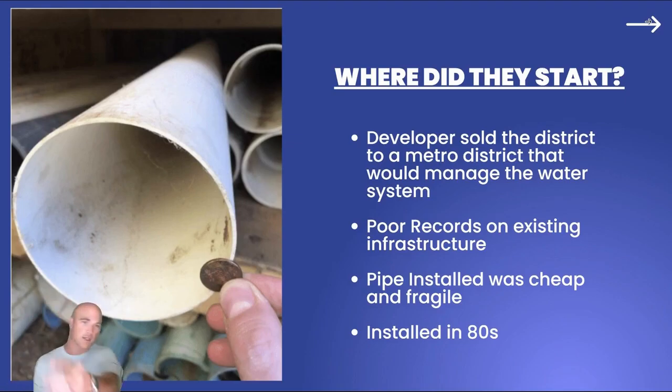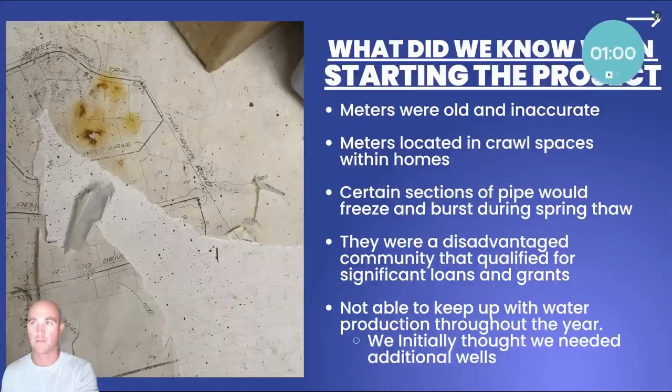And what we knew is, as you can see in this picture on the left here, the pipe was thin wall pipe. So this was the main pipe that they put in there. It's equivalent to like sewer line pipe thickness. And it was installed in the 80s. So they knew they had an aging, older infrastructure.